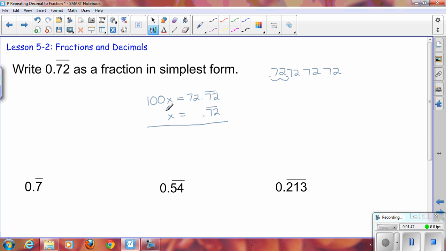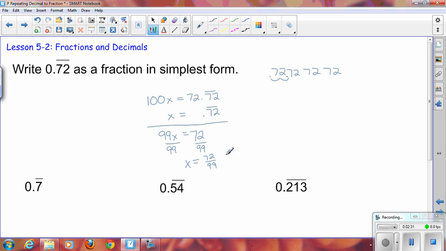Okay, now we're going to subtract this equation from this equation. 100x minus x is 99x. 72.72 repeating minus 0.72 repeating is just 72. The 72 repeating cancels each other out because you subtracted it away. So now we've got what looks like a regular equation, and we can simplify that by dividing by 99. Well, now we've got x equals 72 over 99.